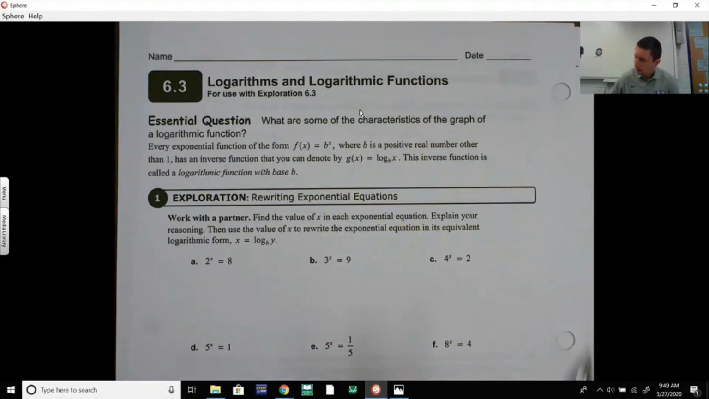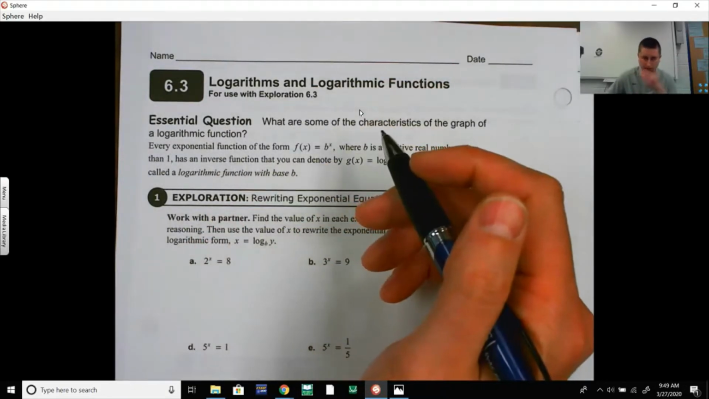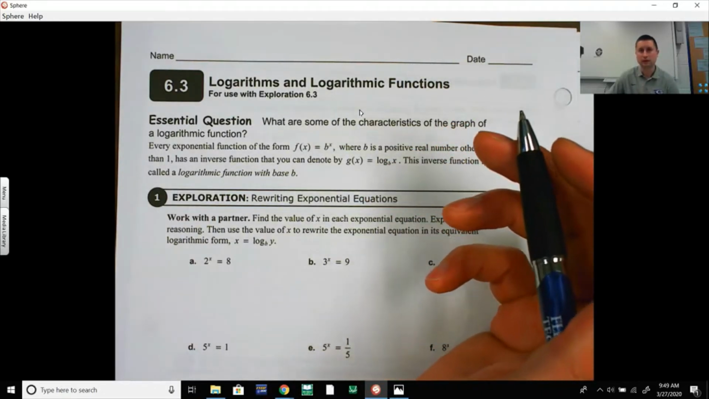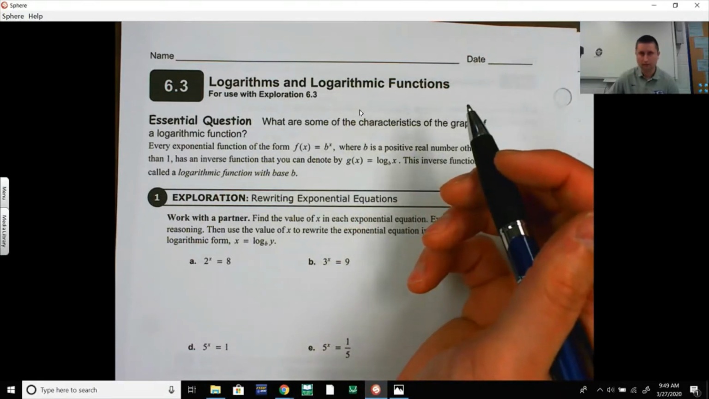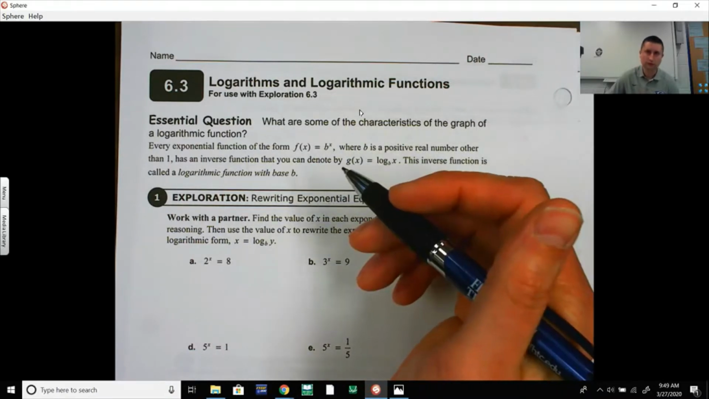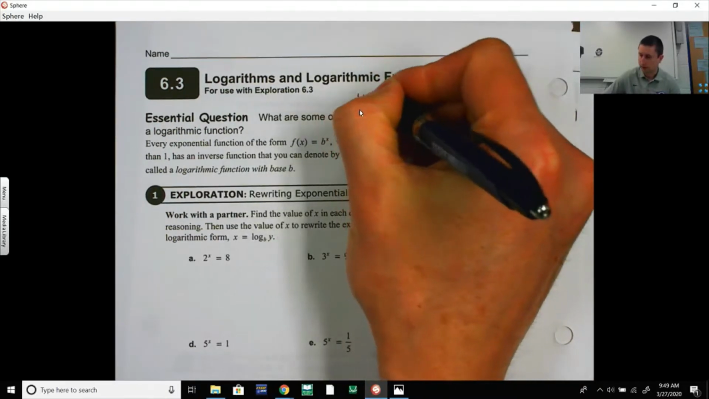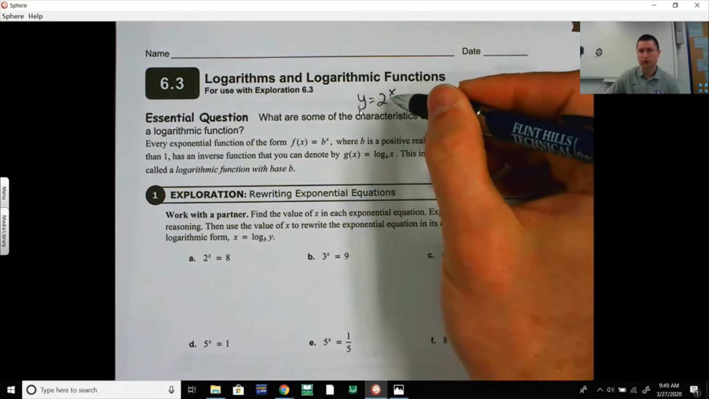But that word right there, logarithms. Logarithms are basically the inverse of an exponential function. So we have inverse operations that go on in mathematics. Inverse of addition is subtraction, multiplication, division, squaring, square rooting. Those are inverse operations. If you have an exponential function like y equals 2 to the x, you can have an inverse function to that, and it's called a logarithmic function.